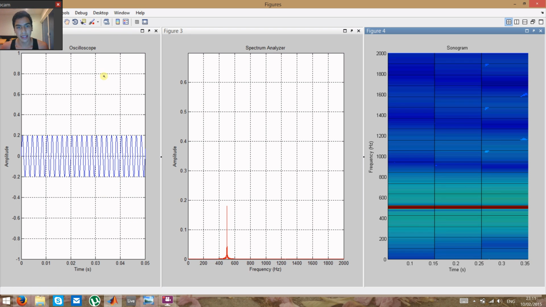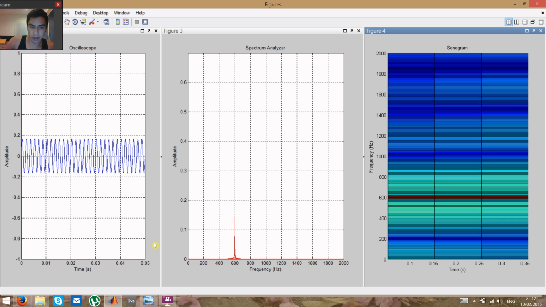evident in the oscilloscope, spectrum analyzer, and sonogram. In the oscilloscope, the amplitude was decreasing, as you can see. In the spectrum analyzer, the peak of frequency was moving from 100 to 500 Hz, and in the sonogram, this red peak was also moving, and in time was behaving as the signal was behaving. So let's have more examples.